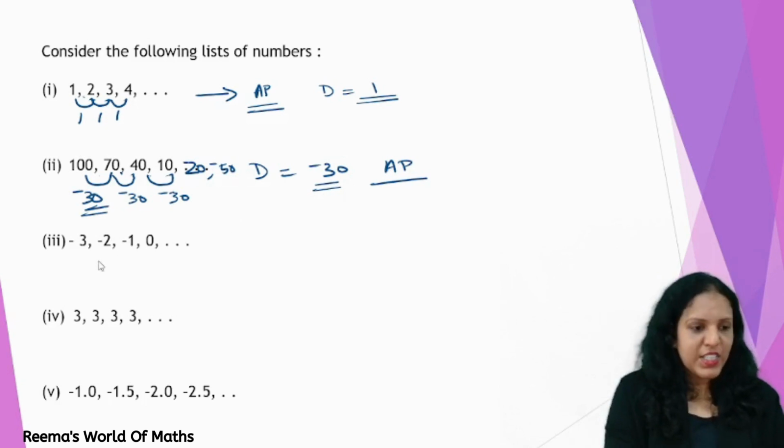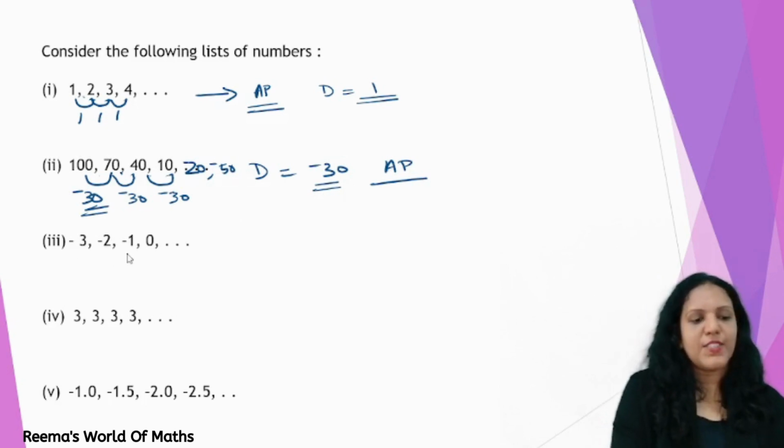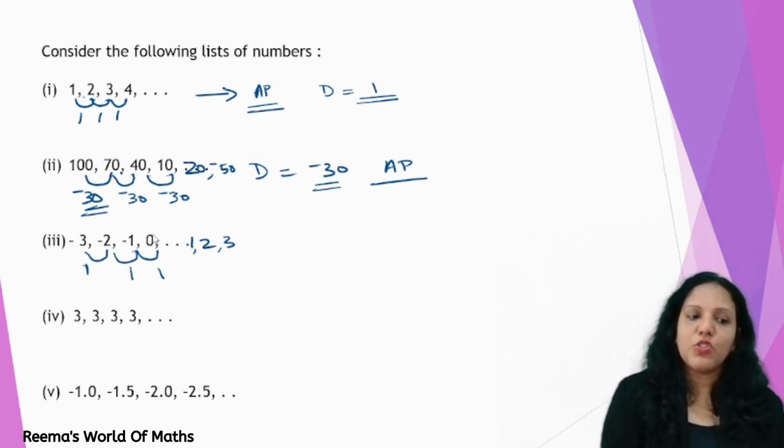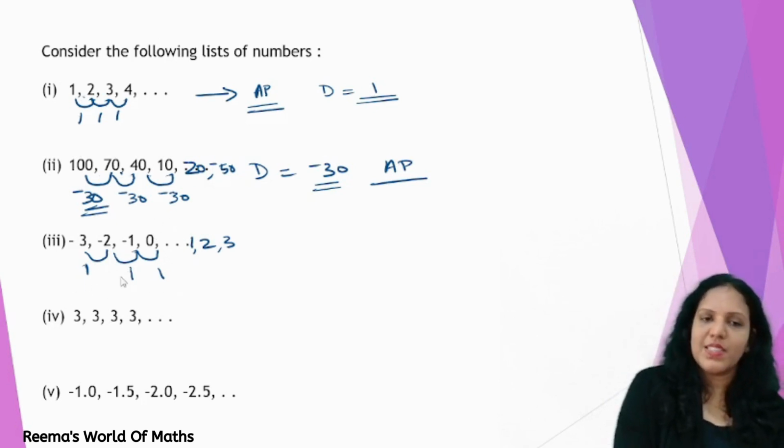Now let's see the third list of numbers, which is minus 3, minus 2, minus 1, 0. The common difference between the first two terms, from minus 3, will be plus 1, and here it will be again 1, and again 1. What will be the next numbers in this list? The next ones will be 1, 2, 3. So here we can see the common difference between two consecutive numbers is also constant. It is the same, D is equal to 1, and this is also an arithmetic progression.